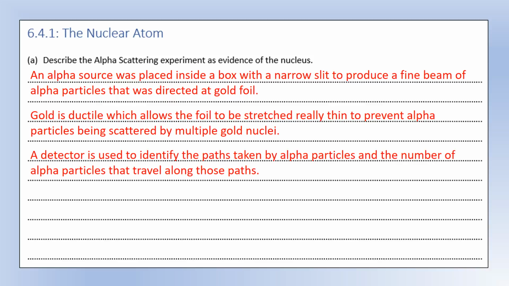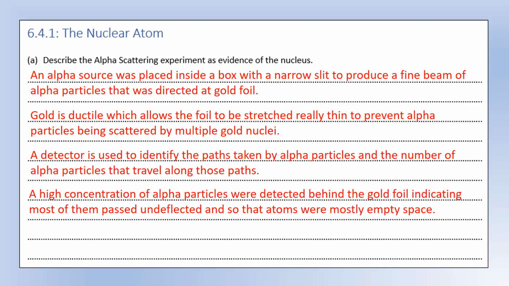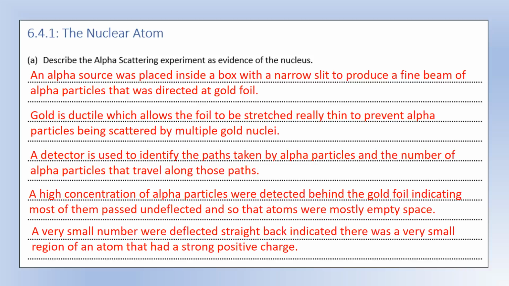So what they then did is they used a detector to identify the paths taken by alpha particles after their interaction and the number of alpha particles that went along those paths. And what they found is a very high concentration of alpha particles were detected behind the gold foil, which means most of them passed undeflected or very minorly deflected, which told the experimenters that atoms were mostly empty space. But the other region of interest were the small number that were deflected straight back. And because alpha particles are positively charged, that meant there had to be a very small region of strong positive charge in order to be able to essentially stop the alpha particle and send it back the other way. All right, so that's how they know about the nucleus.